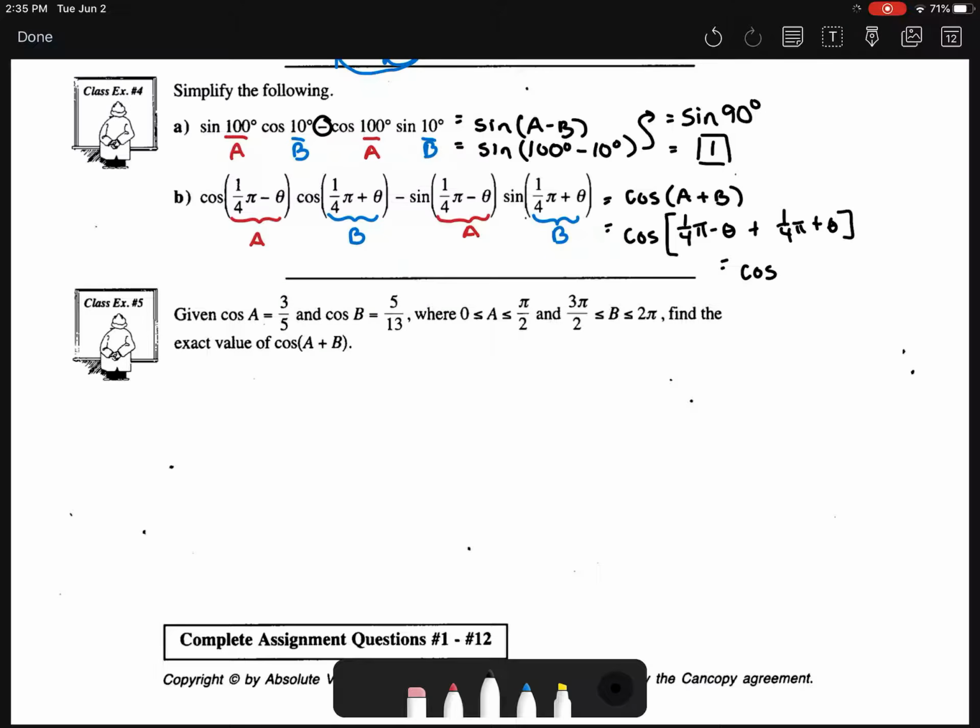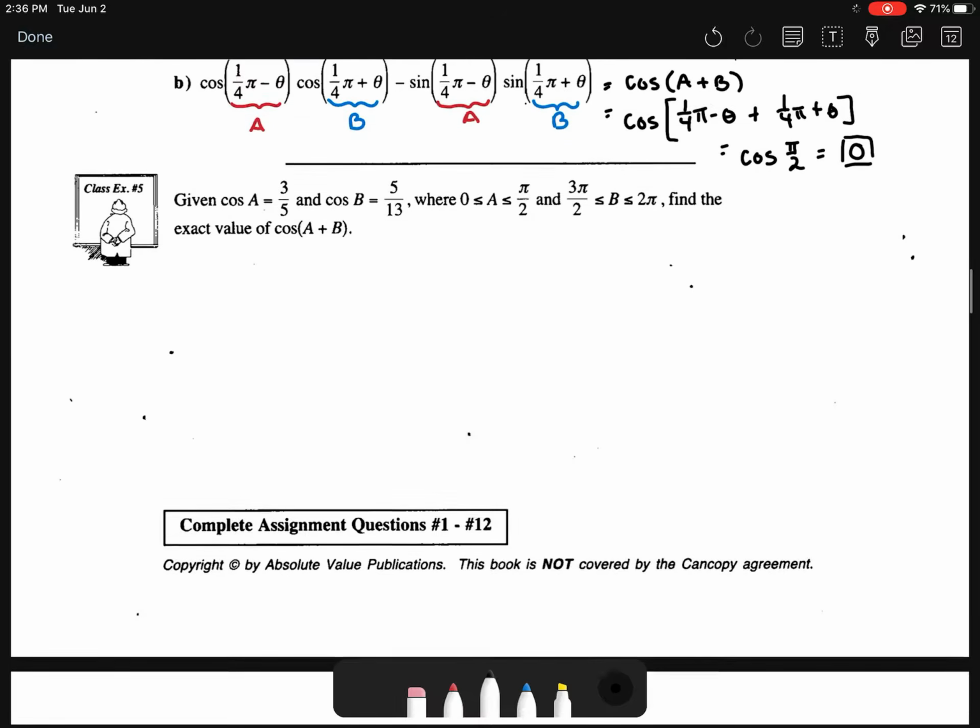Now, when I do that, I get the cosine of, and I simplify in the brackets. 1/4 pi plus 1/4 pi would be 2/4 pi, which is half pi. So half of pi, and then I have negative theta plus theta, those cancel out. So it's just the cosine of pi over 2, which is like the cos of 90 degrees, which is 0. All that work to end up at 0. But again, the toughest part of that question is identifying that this is the expanded form of the identity cos A plus B. Once you do that, the question falls apart nicely and isn't too bad.